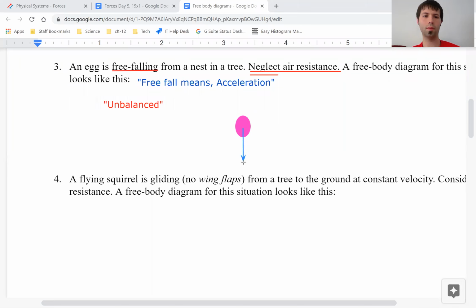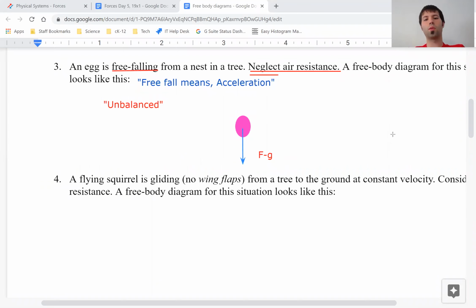So here we go, got the force of gravity. I should really, whoa, what happened? Okay, I'm trying to keep my colors consistent. I'm sorry, guys. There we go.